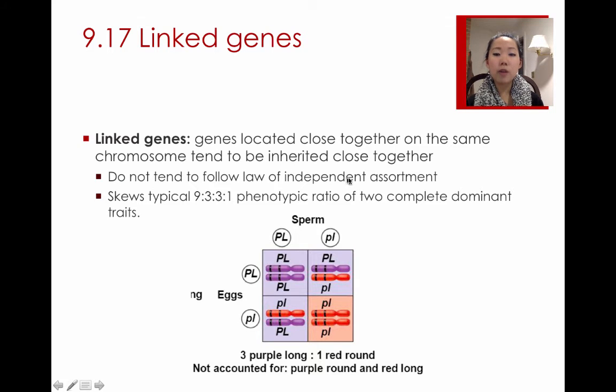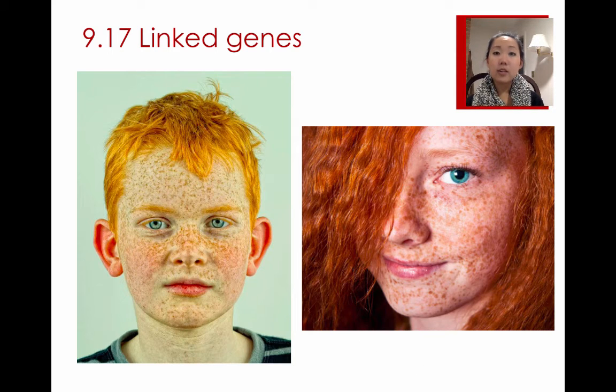So as we said, they don't follow the law of independent assortment, which means that these genes tend to be inherited together. You're more likely to get offspring that look like the parents, and this skews the ratio we had talked about earlier. This 9:3:3:1 ratio is assuming that there's independent assortment and that there's complete dominance in the traits. So an example of linked genes, red hair and freckles tend to be linked together, which is why you'll see a lot of people who, when they have this kind of orangey red hair, they tend to also have freckles.